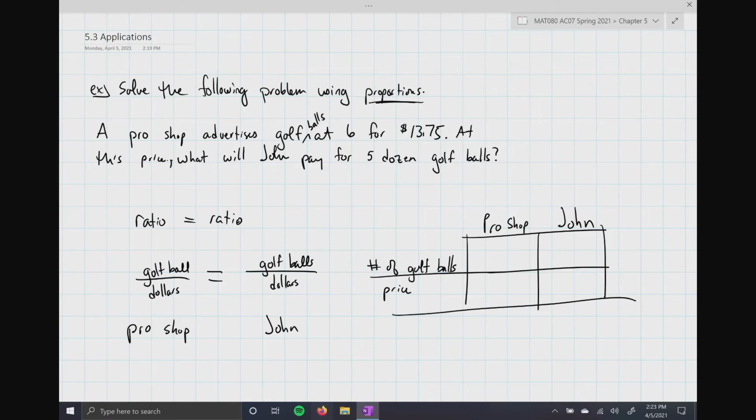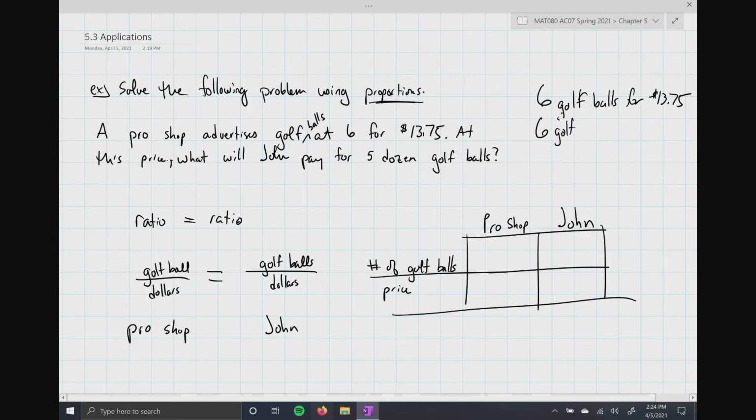We know at the pro shop. Now this is where you have to be careful. Because at the pro shop, you get 6 golf balls for $13.75. Does 6 golf balls make up a dozen? What do you think, CJ? No. Matt? Good, perfect. No. So we need a dozen. How many's in a dozen? 12. Good.